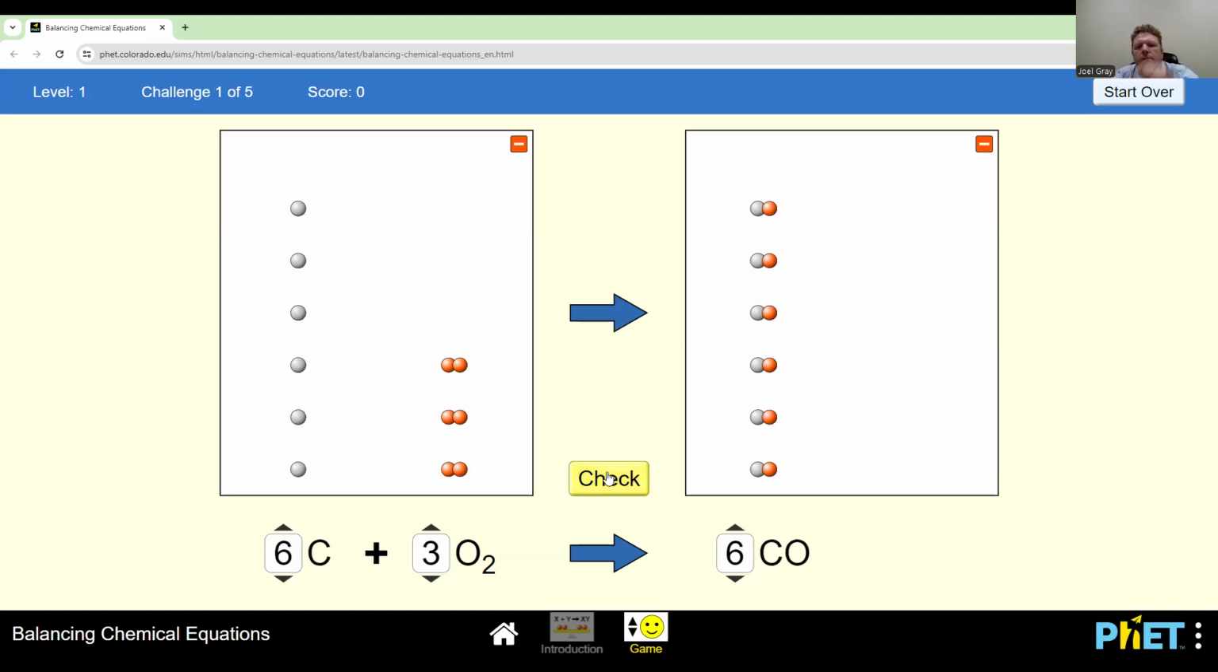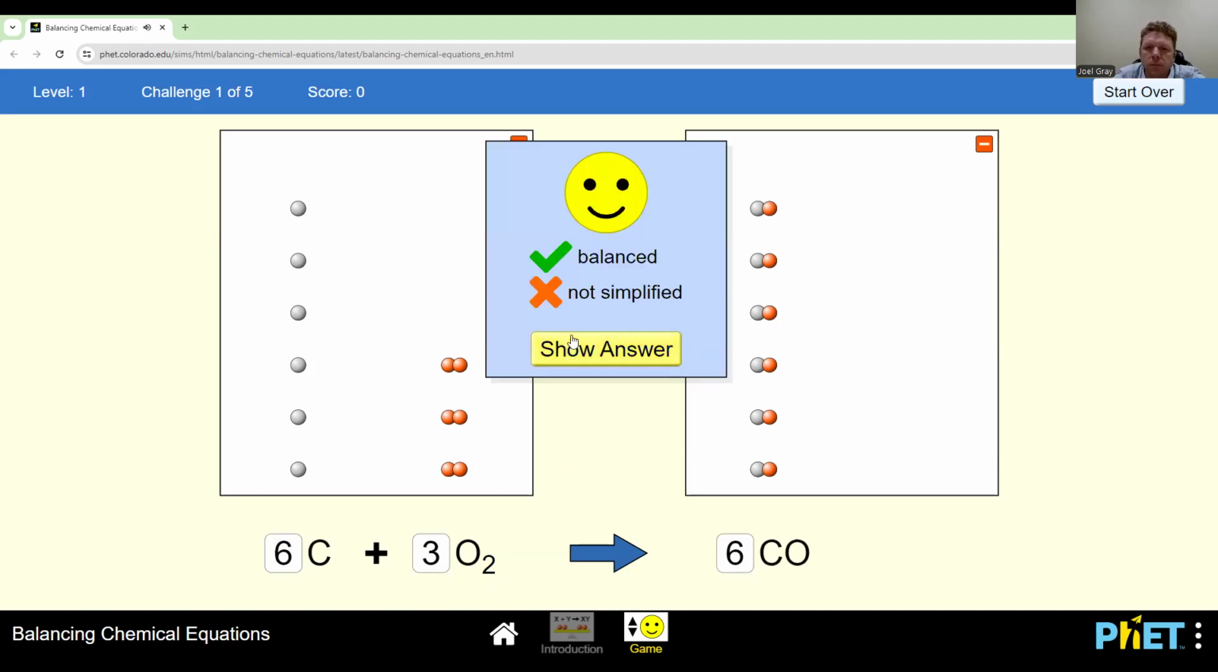Let's see if I'm balanced here. Balanced, great. Is it simplified? No, it's not. So what does that mean? How can I simplify this? This is the second part of balancing a chemical reaction. The way that you can simplify it, oh man, I don't have an option but to show the answer, is that all of these coefficients can be divided by 3. 6 can be divided by 3. 3 can be divided by 3. And again, 6 can be divided by 3. So I'm going to show my answer.